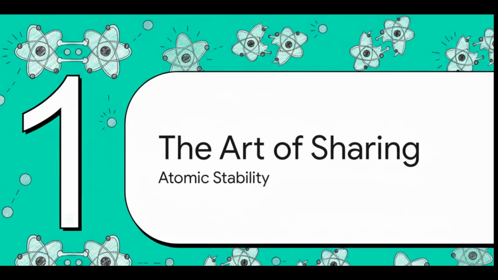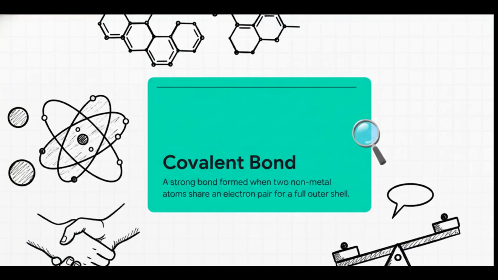Which brings us to Section 1, the art of sharing and finding stability in the atomic world. You see, most atoms out there are naturally a bit unstable, and they desperately want a full outer shell. To solve this little problem, nonmetal atoms actually team up to form a covalent bond. Basically, this is a super strong bond formed when two nonmetal atoms share a pair of electrons to get that full outer shell. Now, unlike ionic bonds where electrons are completely handed over from one atom to another, covalent bonds are all about sharing to reach stability.